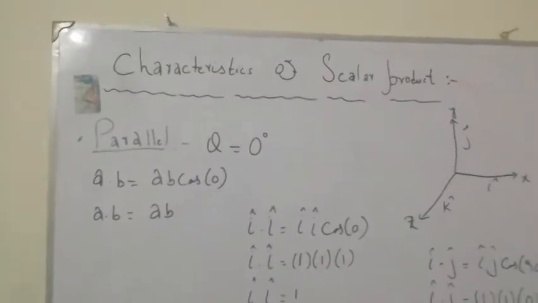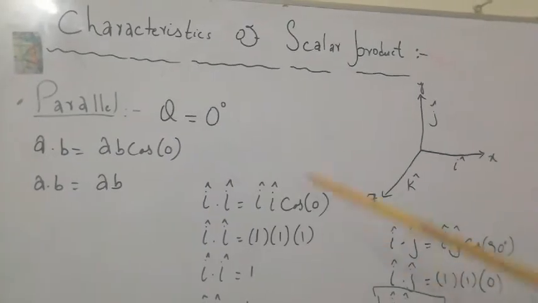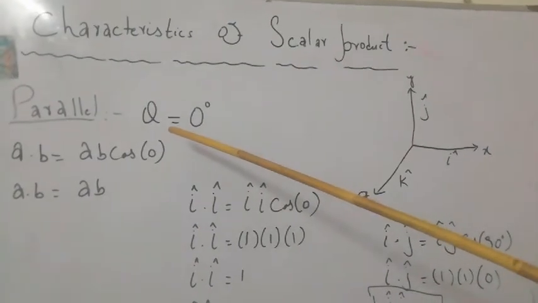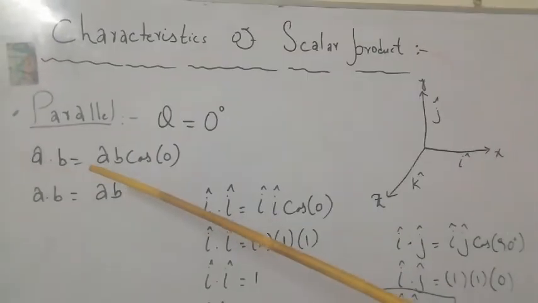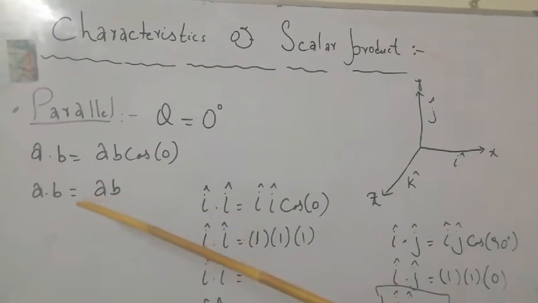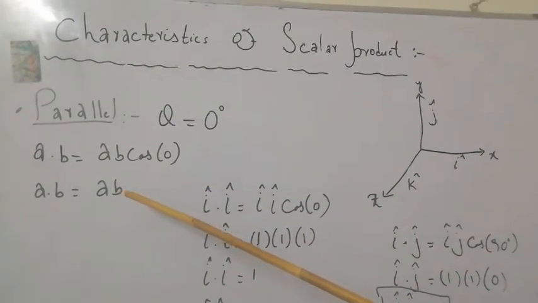And the second property is parallel, that is if theta is equal to 0 degree, we will put theta equal to 0 degree here, and our answer will be AB, because cos 0 is equal to 1, so AB into 1 is AB.